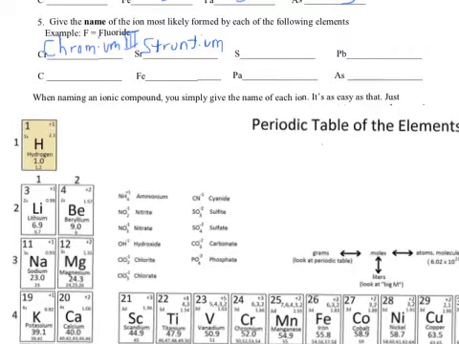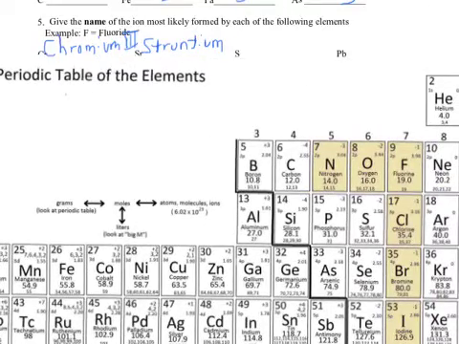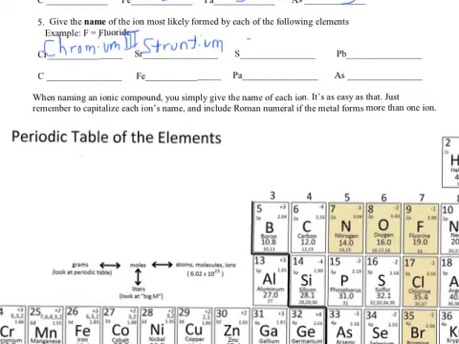Okay, now sulfur. Let's look at this next one. Sulfur is over here. Sulfur is a non-metal. It's on this side here. For the non-metals, all we have to do is remember to put "ide" after it. So instead of calling it sulfur, I'm going to call it sulfide.